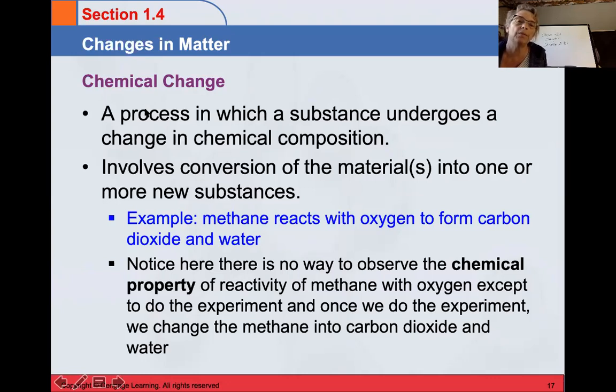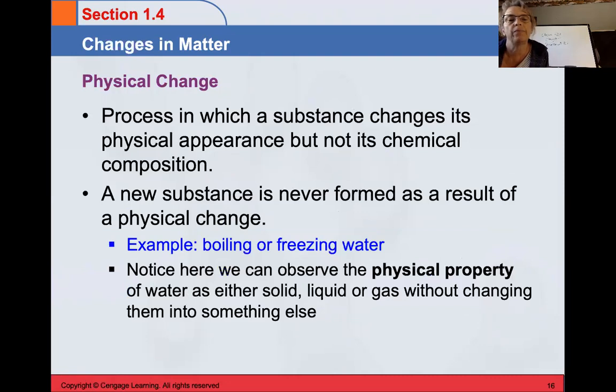Because when we talk about chemical changes, we're looking at the chemical property of reactivity. And then the last part, when we were talking about physical changes, well, we were observing physical properties that changed because of the physical change.